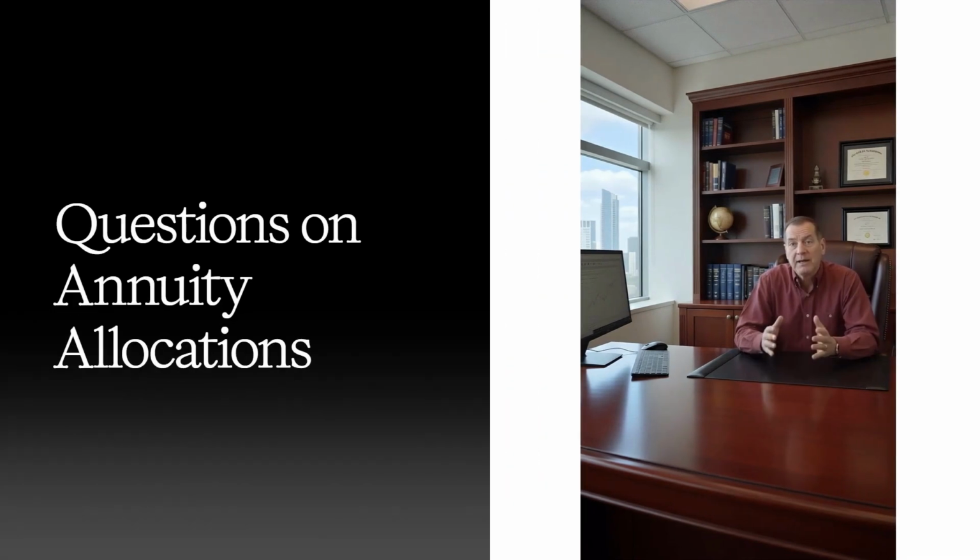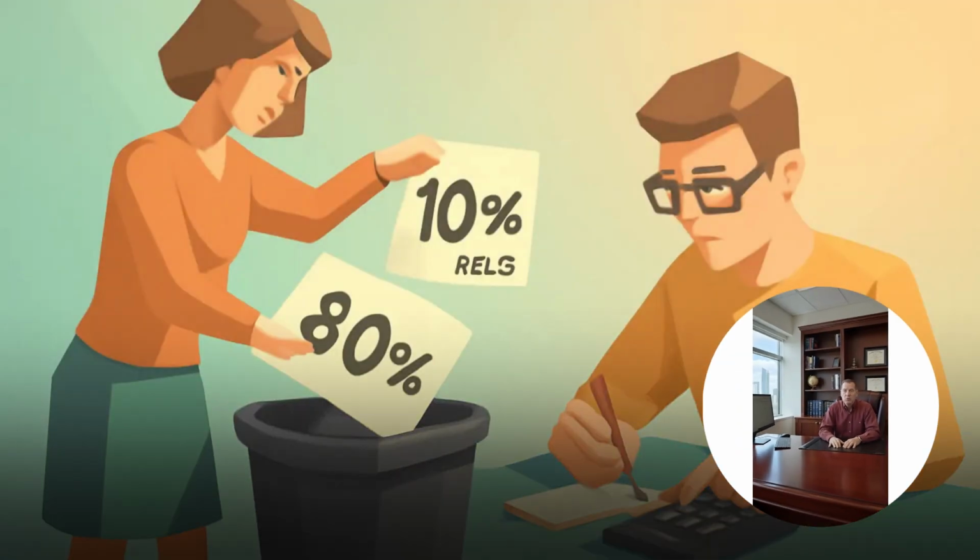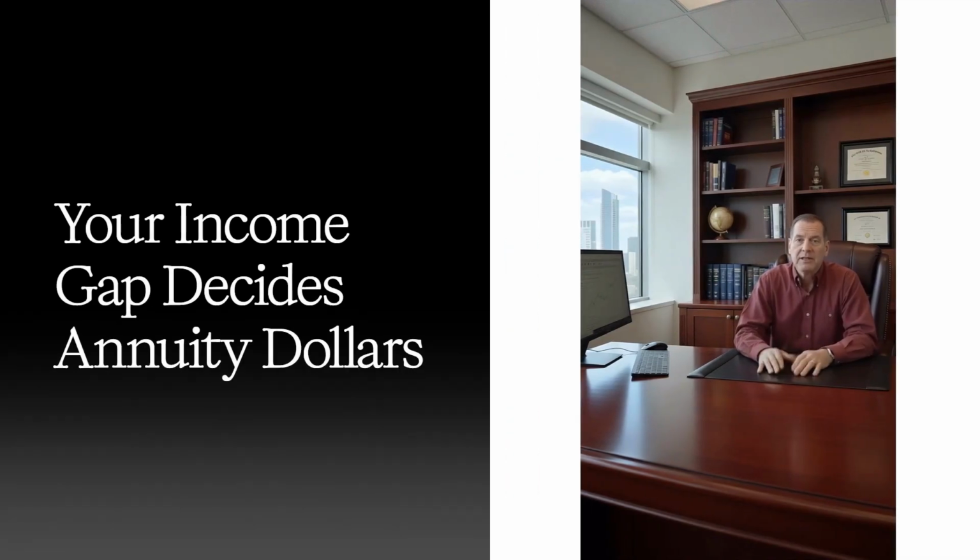So Nancy came to me with the same question you're asking. One advisor told her to put in 80%, another advisor said 10% max. Both advisors were wrong, not because of the number, but because they skipped the math. We threw out the guesses and built a measurement. 10 minutes later, her number wasn't 80%, it wasn't 10%, it was the exact amount that brought her sleep and kept her flexible. So a big point here is you don't decide annuity dollars, your income gap decides annuity dollars.